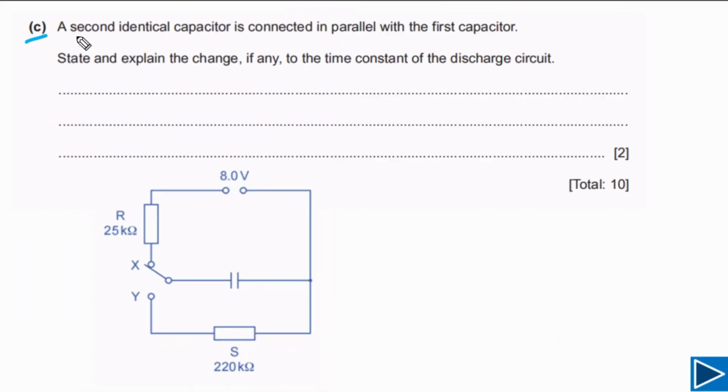For part C, it is given to us that a second identical capacitor is connected in parallel with the first capacitor.